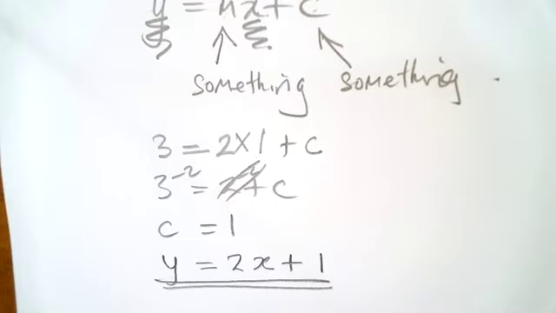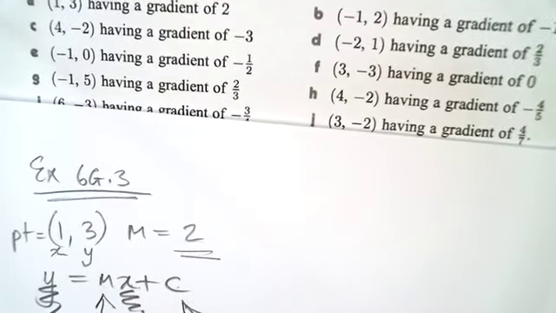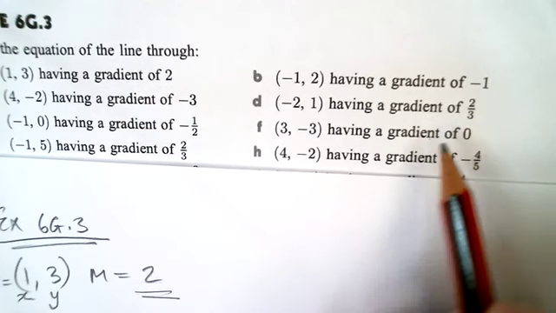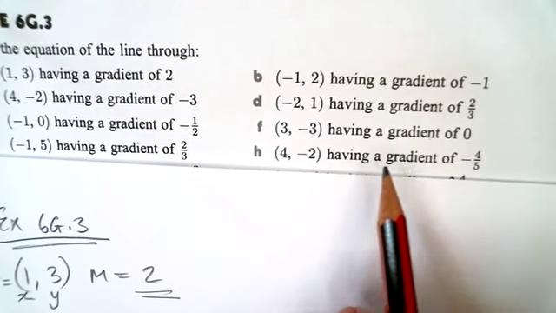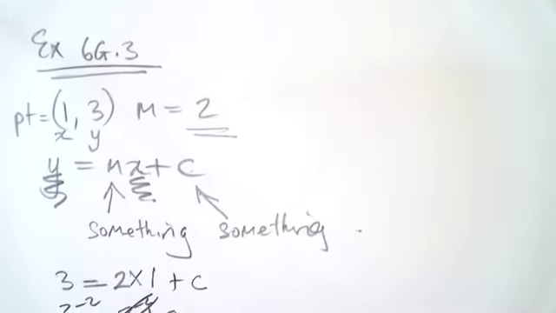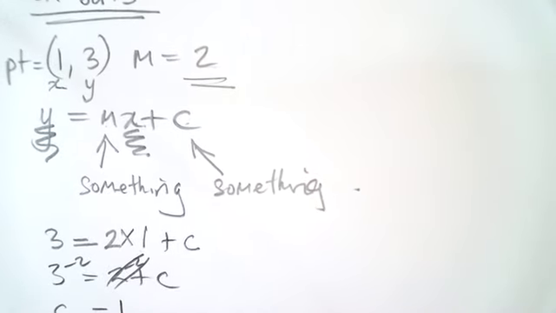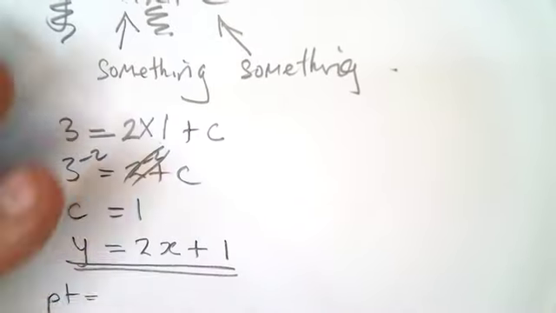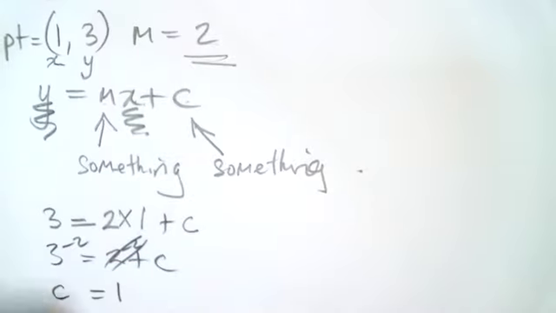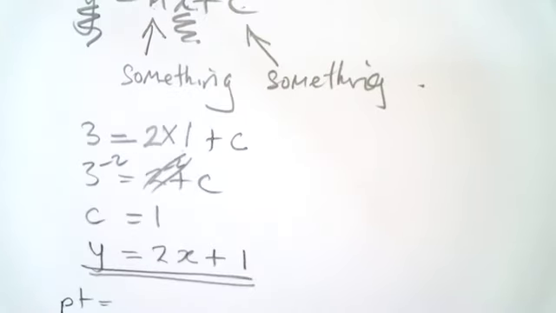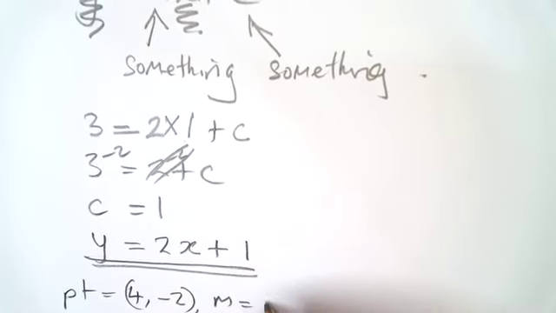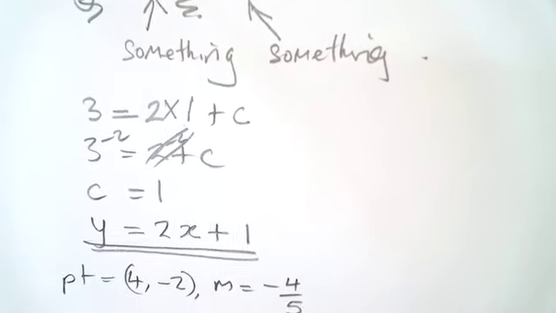All right, let's do another one. Let's choose one with a few more negatives and stuff in it. Oh, look, I like this one here, D. Look at this, negative 2, 1 with a gradient of 2. Oh, in fact, this one here, 4, negative 2 with a gradient of negative 4/5. I like that one, that's very cool. Let's just do that one. So here we go. The point we've got is 4, comma, negative 2. The gradient, or m, is equal to negative 4/5. There it is.